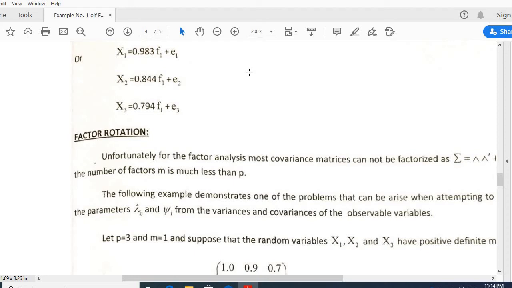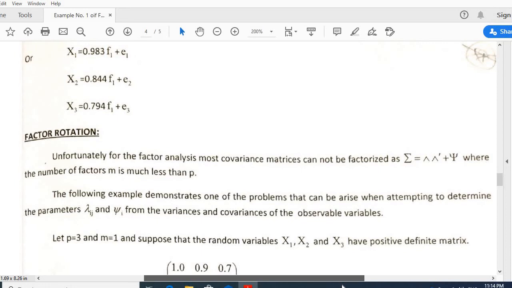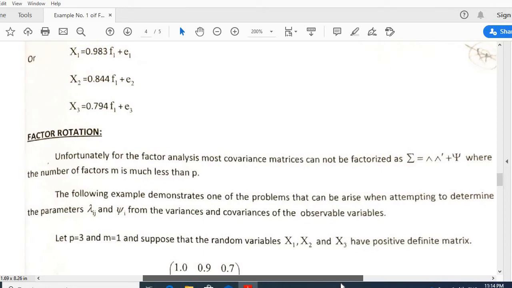Unfortunately, for factor analysis, most covariance matrices cannot be factorized as Sigma, that is the variance covariance matrix, is equal to capital Lambda into capital Lambda hat plus Psi, where the number of factors m is much less than p. The following example demonstrates one of the problems that can arise when attempting to determine the parameters lambda ij and psi i from the variances and covariances of the observable variables.